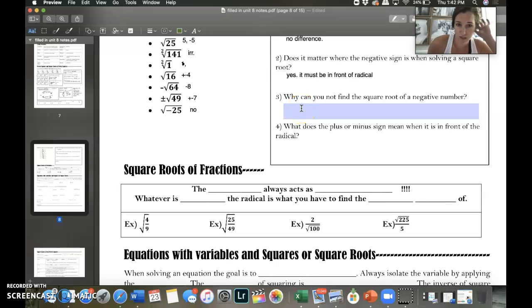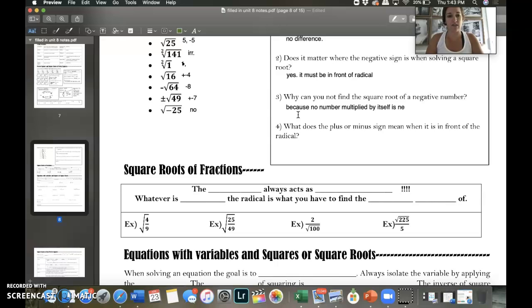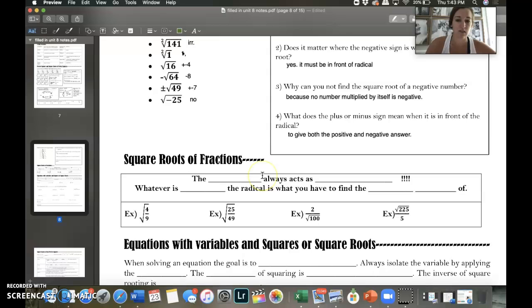Okay. So then we left off on 3. I asked you guys to do that for yourself. So check it. What did you write? So why can you not find the square root of a negative number? So like, why can we not find the square root of negative 25? Because no number multiplied by itself is negative. Number 4, what does the plus or minus sign mean when in front of the radical? It means to give both the positive and negative answer.